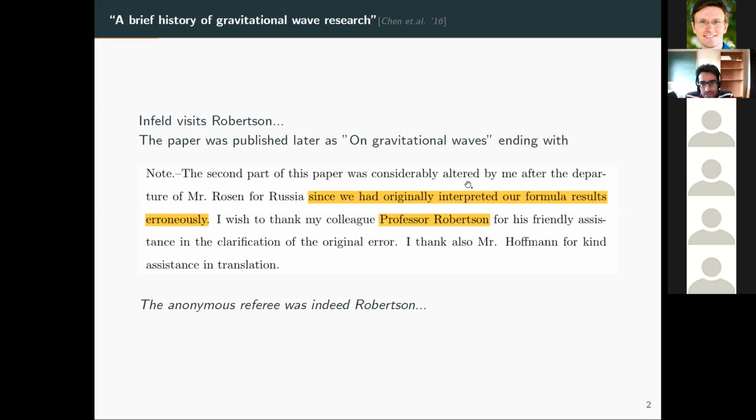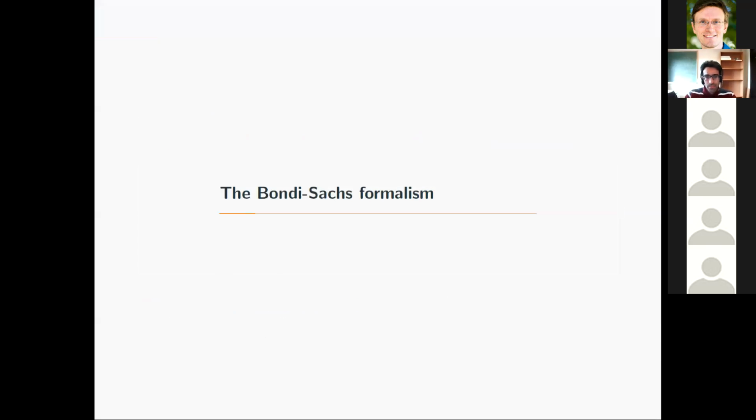The conclusion was altered considerably from the previous version, and they thanked Professor Robertson for his clarification. And nowadays, we know actually that an anonymous referee was indeed Robertson. Okay, so actually the Bondi-Sachs formalism appeared in the 60s as a solution to many of those questions.